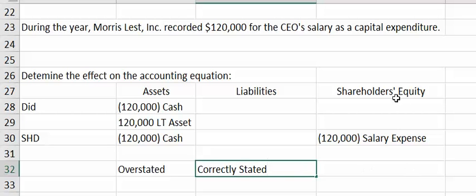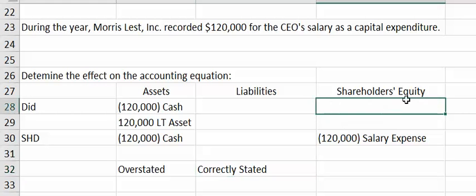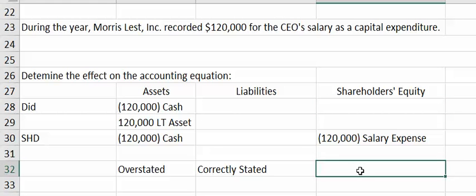As far as shareholders go, they should have expensed the expenditure. So the fact that they didn't, their expenses are too low or understated, which makes net income too high or overstated. And then when you close net income into retained earnings, it will be overstated, as will total shareholders' equity. So the effect is that it is overstated, like your assets.